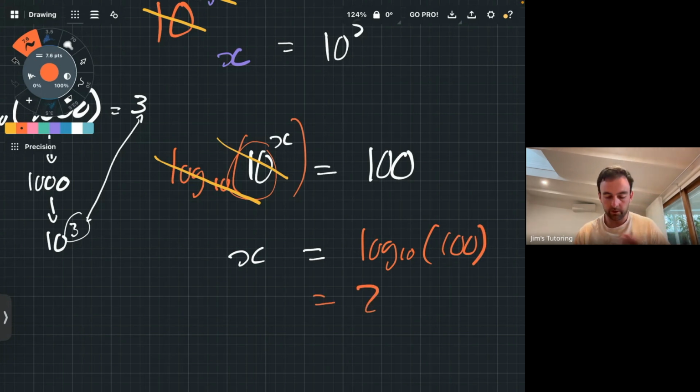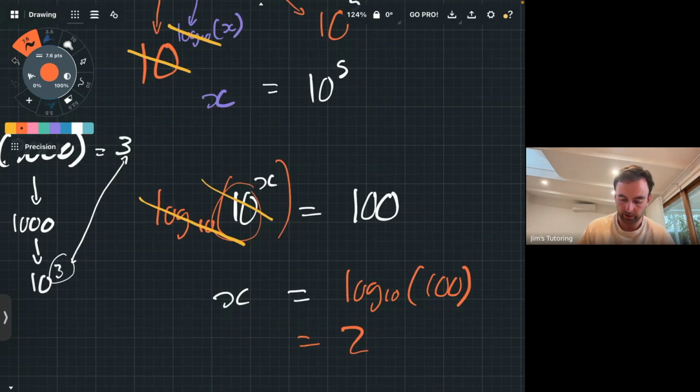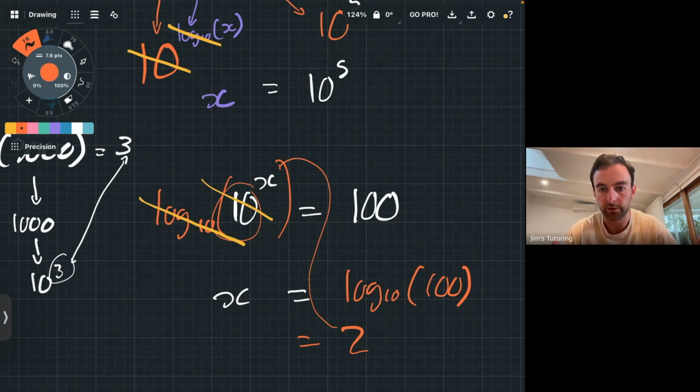Okay, and that makes sense if we go back to our original thing. 10 to the power of 2 equals 100. So just to prove to you that this is not any mathematical hocus pocus, it does actually work. So you'll get more and more comfortable with using these things to isolate the variables that you need.